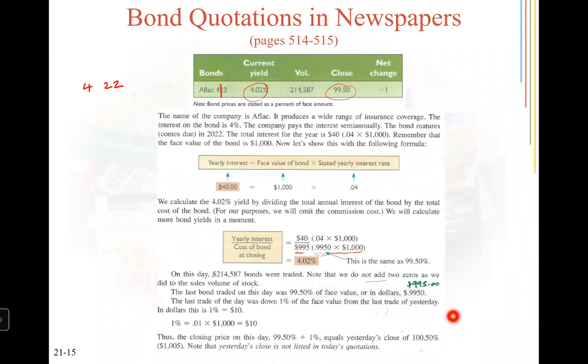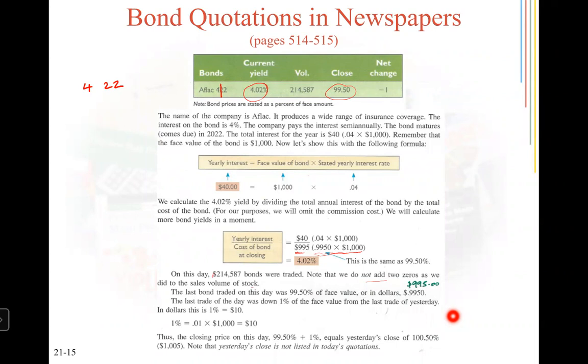Now, the last bond traded on this day was 99.50, which is a percent of the face value, which works out to, now again, another mistake here. They put 0.99. It should be $995. I put it in green because when you multiply 99.5% of 1,000, you get $995. So the book had an error at this point also. I don't know if they corrected it in later editions, but that's what they have in the edition I have.